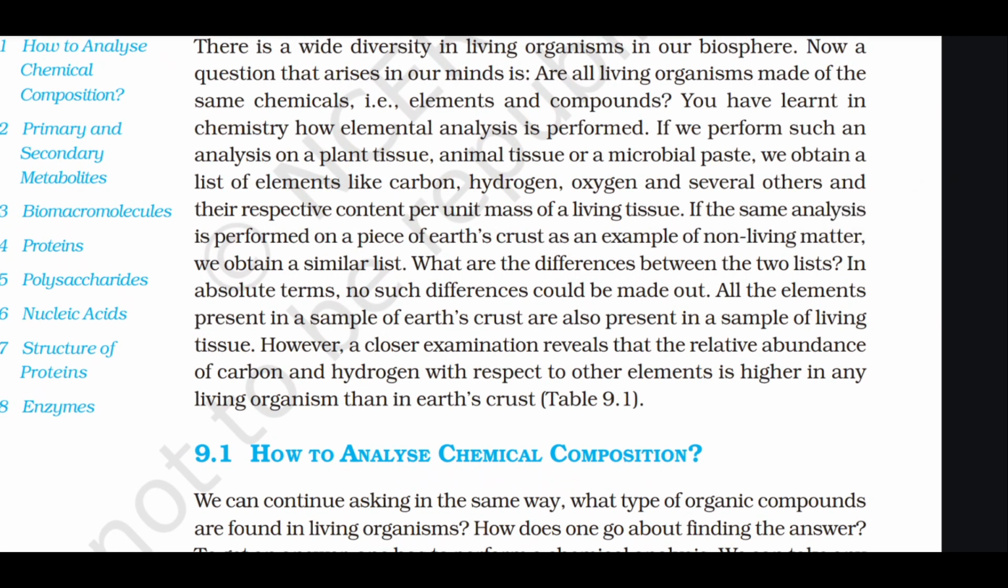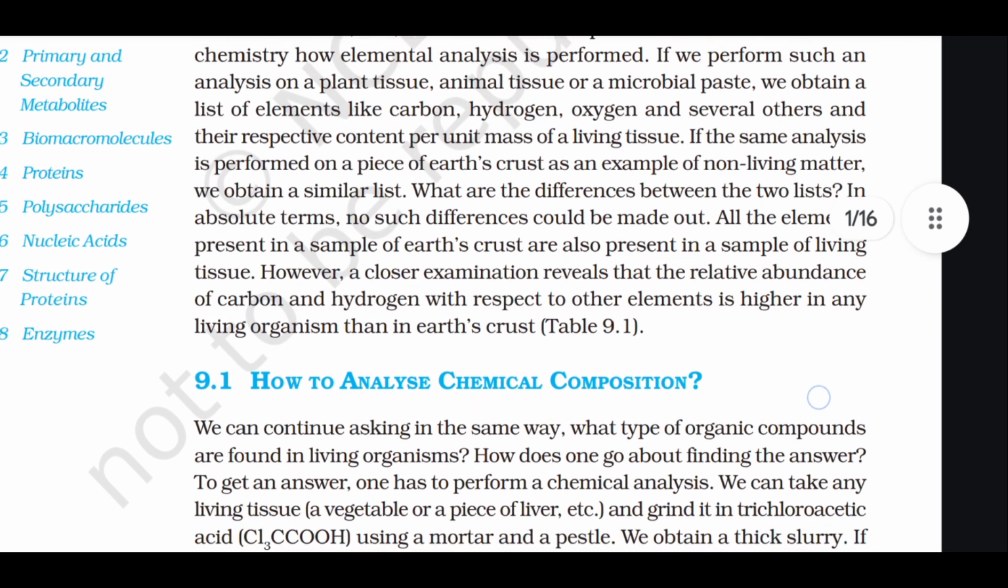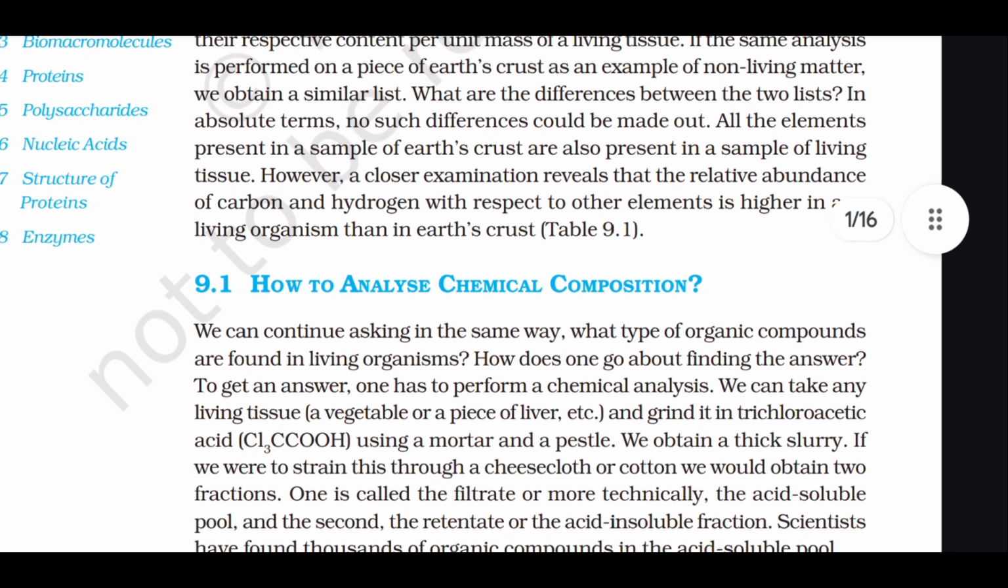All the elements present in a sample of Earth's crust are also present in a sample of living tissue. However, a closer examination reveals that the relative abundance of carbon and hydrogen with respect to other elements is higher in any living organism than in Earth's crust. 9.1 How to analyze chemical composition.